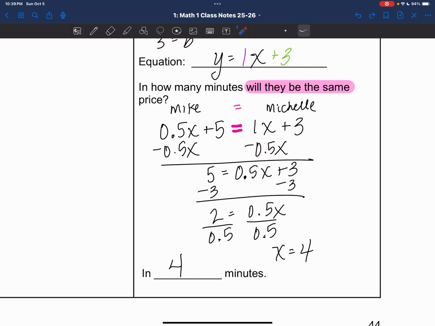So that cancels out, and I've got 5 equals 0.5x plus 3. And then now let's move your number over here. You could have done this the other way too, as long as you got a variable on one side, numbers on the other. And so I've got 2 equals 0.5x. Divide both sides by 0.5 because we want to get x by itself. That cancels out. And I've got x equals 4. And that's your answer.